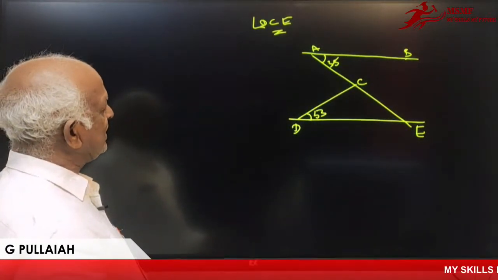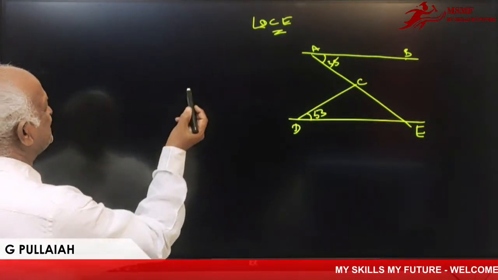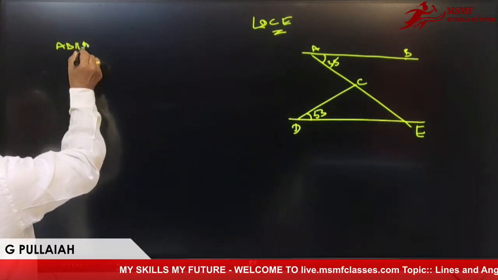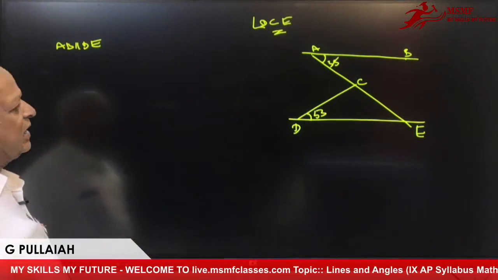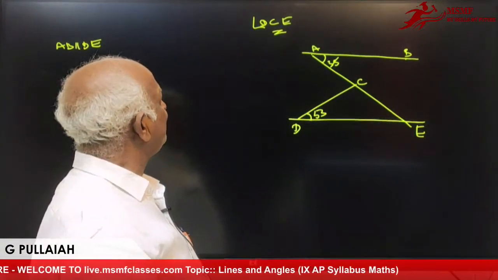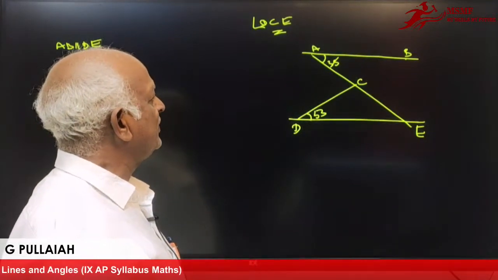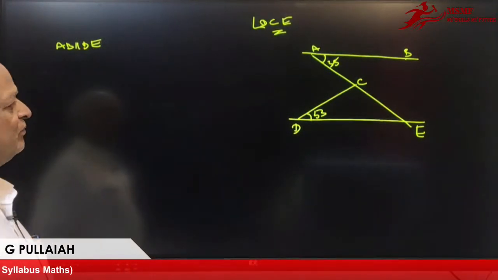So here it is given that AB is parallel to DE. AB is parallel to DE. So now we are expected to find the value of DCE. DCE.